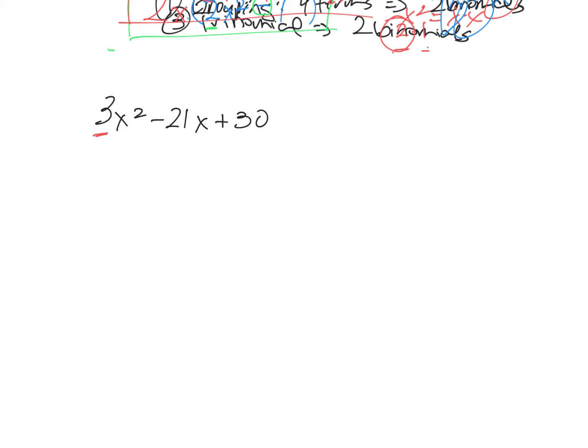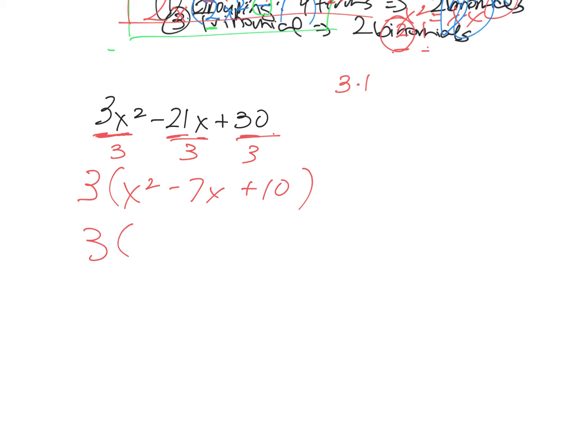Well, 3 is my smallest number, so my factors of 3 are just 3 and 1. So I'm asking myself, can 3 go into 21 and can 3 go into 30? It can. Okay, so 3 has an x, 21 has an x, but 30 does not. So x is not a greatest common factor. So I'm going to divide that greatest common factor out, and I end up with x squared minus 7x plus 10.